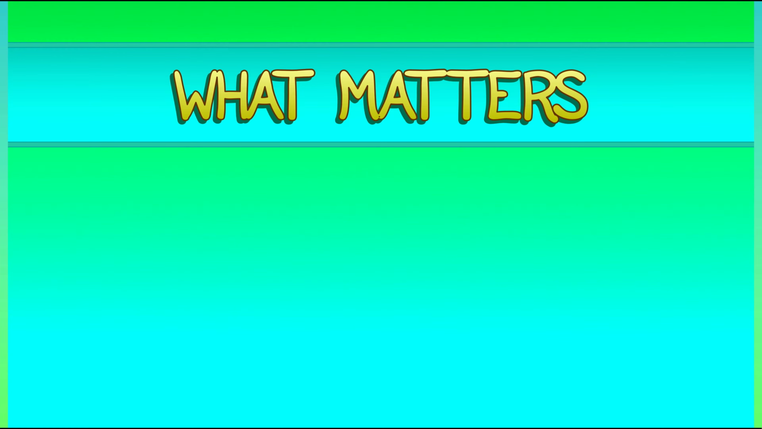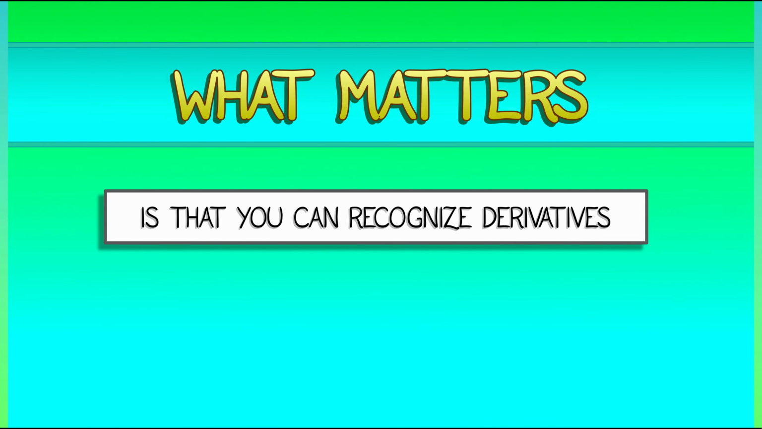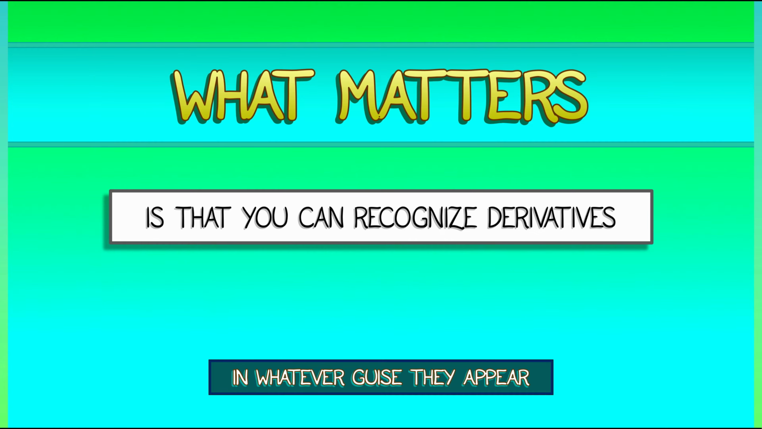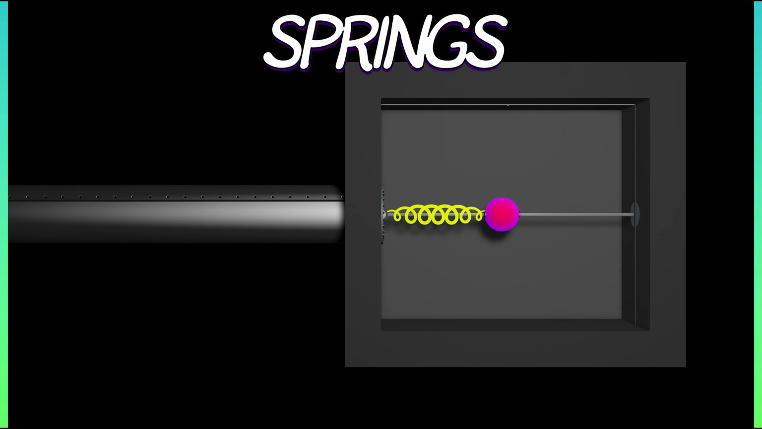As you work through the interpretation of a derivative as a coefficient of first-order variation, what matters is that you can recognize derivatives in whatever form they appear. Let's look at a few examples. Consider springs that you have maybe learned about in your physics class.